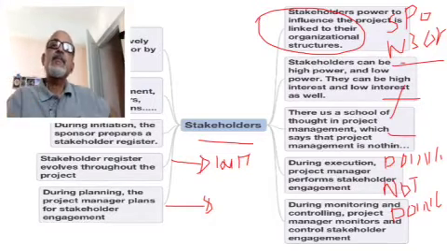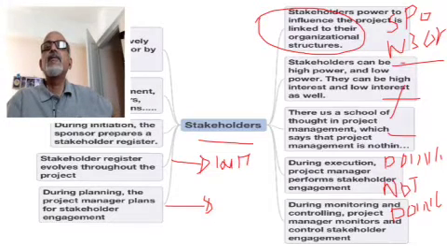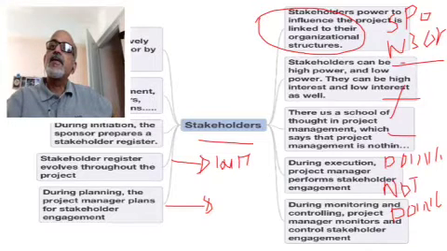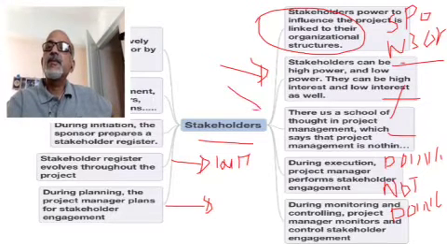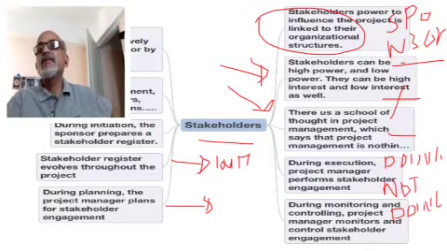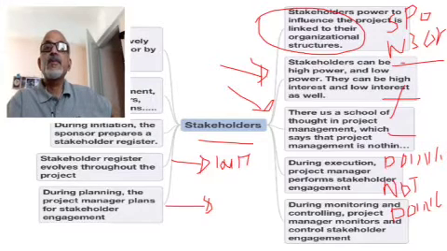The different organization structures we'll take as a different discussion, which is not part of this discussion. As discussed, stakeholders can be of high power or low power. They can be of high interest to the project and low interest as well. And there is a school of thought that says project management is nothing but stakeholder management. So if your stakeholders are happy throughout the project, then the project can be successful.